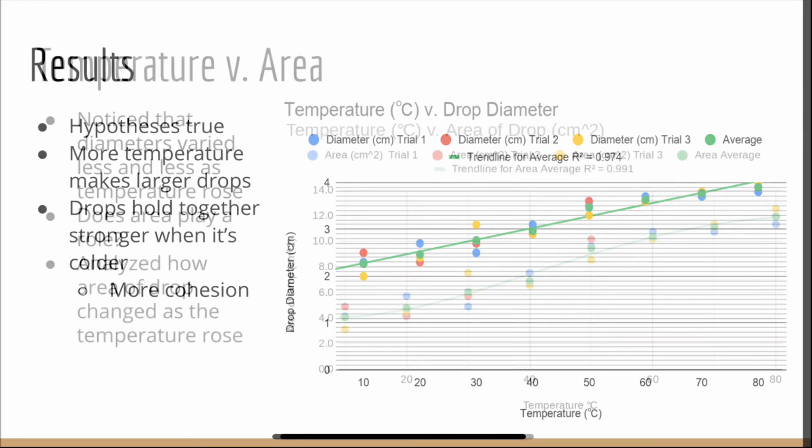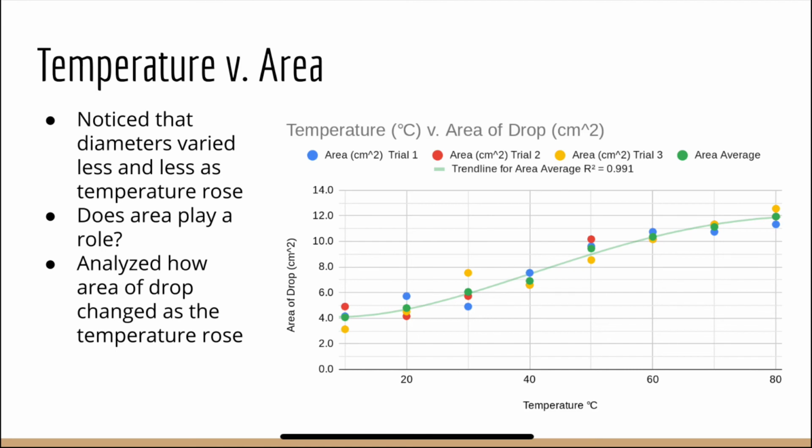It's not linear. So I made an area versus temperature graph, but the dots still had that weird cluster trend up at the top, so I figured it was just because the area or the diameter of the drops were just more accurate up there. So the only thing I can conclude from these 2 graphs is that diameter and area were both larger as temperature went up.